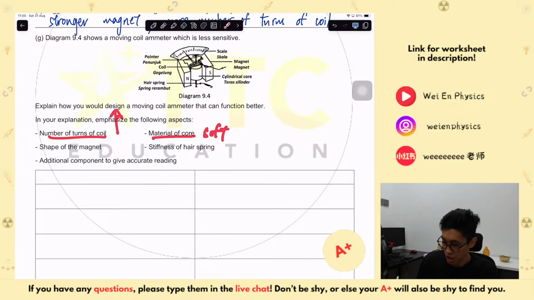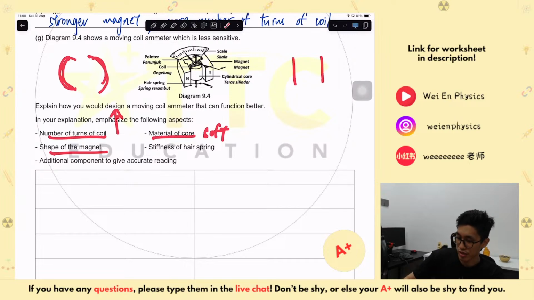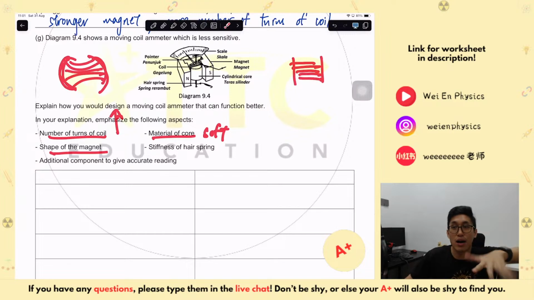Okay, shape of magnet, use a concave shape magnet or a curved magnet. Don't use straight one. Okay, yeah, so this can produce a radial magnetic field. Radial magnetic field is better than straight magnetic field because you will have a strong magnetic field no matter how you turn. That's the advantage of this radial magnetic field.